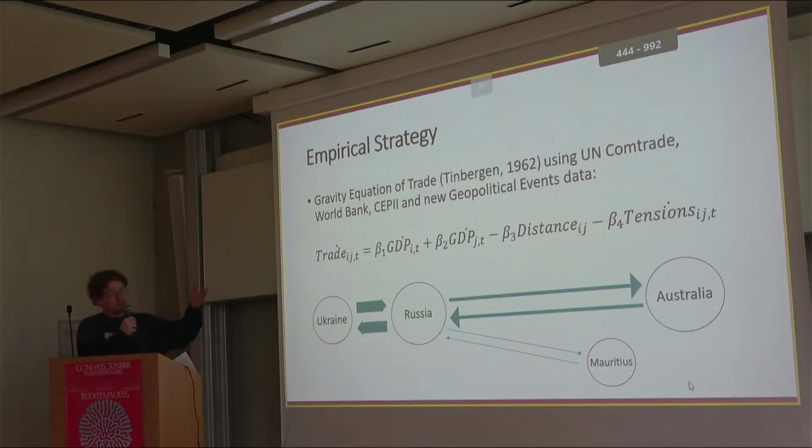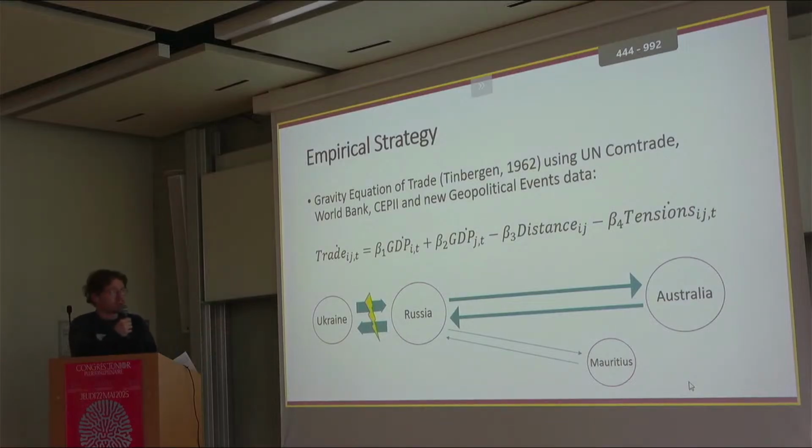What I estimate, it's the beta 4 here, is the impact of the tensions term, which is basically a combination of the two indicators I computed previously, and corresponds to the impact of tensions on bilateral trade, so if we add tensions between two countries.